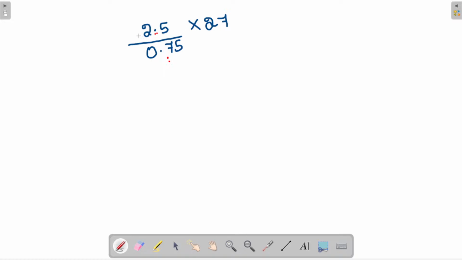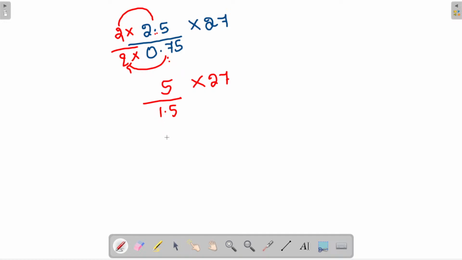Can I write it like this, into 2 over 2? If I increase the numerator, the denominator also I will increase. Double of 2.5 is 5. Double of 0.75 is 1.5. The remaining I write as it is. But I don't want 5 in my calculation, and again I have 5. So again I do double: 5 double, 1.5 double. Now your question becomes like this.